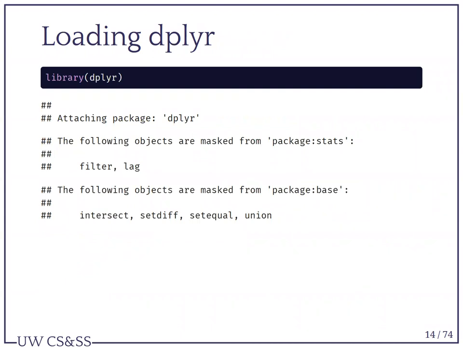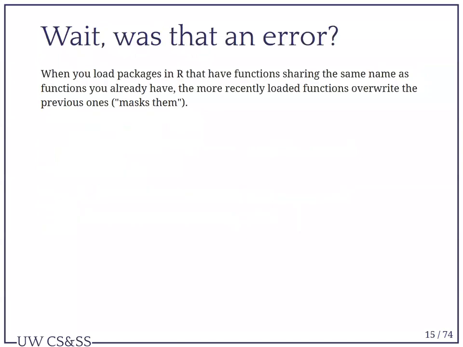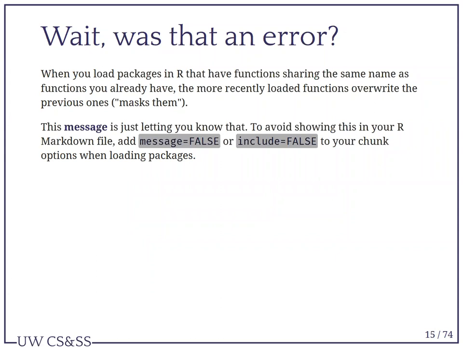So when we load dplyr, note it'll give you this sort of message. It'll say attaching package dplyr, the following objects are masked: filter, lag, intersect, setdiff, setequal, and union. And often I get the question, is this an error? Short answer is no. When you load packages in R that have functions sharing the same name as functions you already have, the more recently loaded functions will overwrite the previous ones, so it masks them, okay? So this message is just to let you know that and tell you what specific functions are being masked. To avoid showing this in your R Markdown file, you can add message equals false or include equals false to your chunk that loads in your packages.